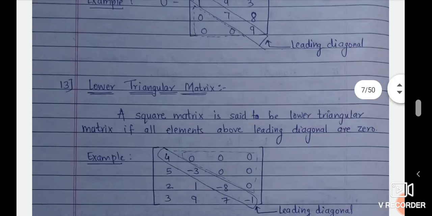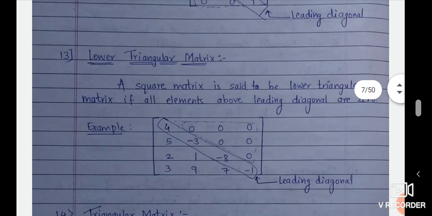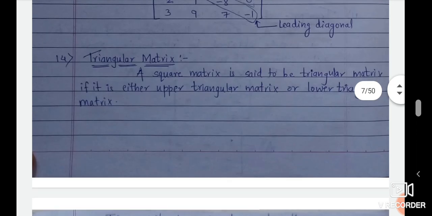In the lower triangular matrix the case is opposite: all the elements above the leading diagonal must be 0 and below it should be non-zero. Then a triangular matrix: if your matrix is an upper triangular matrix or a lower triangular matrix, that means your matrix is a triangular matrix.